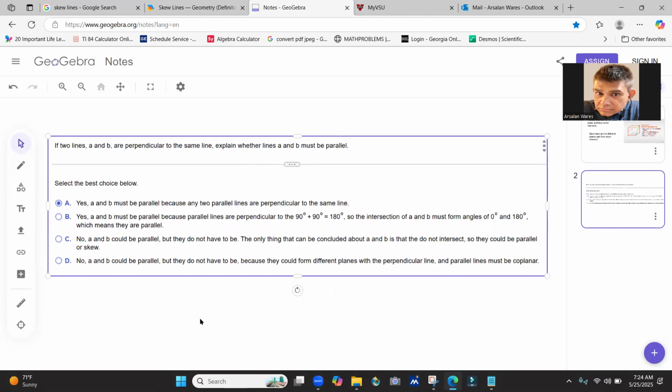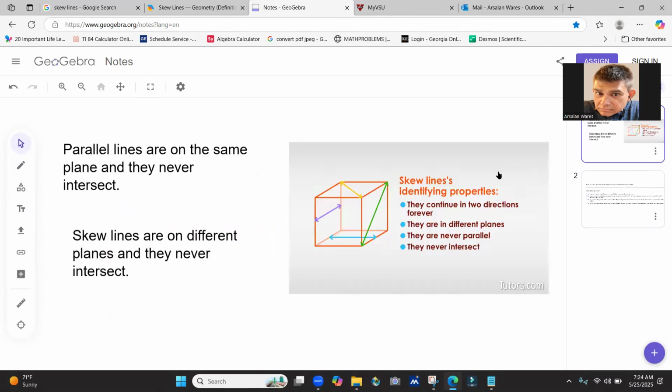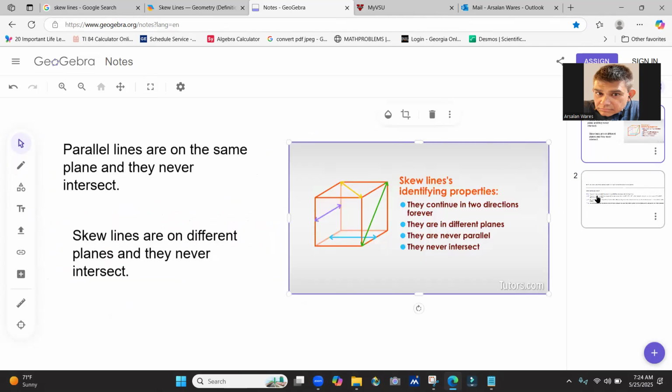That helps. And now we'll go back and work on the main problem. So clearly, if two lines A and B are perpendicular to the same line, explain whether lines A and B must be parallel. So let me go back and bring this picture here. That's going to help me.